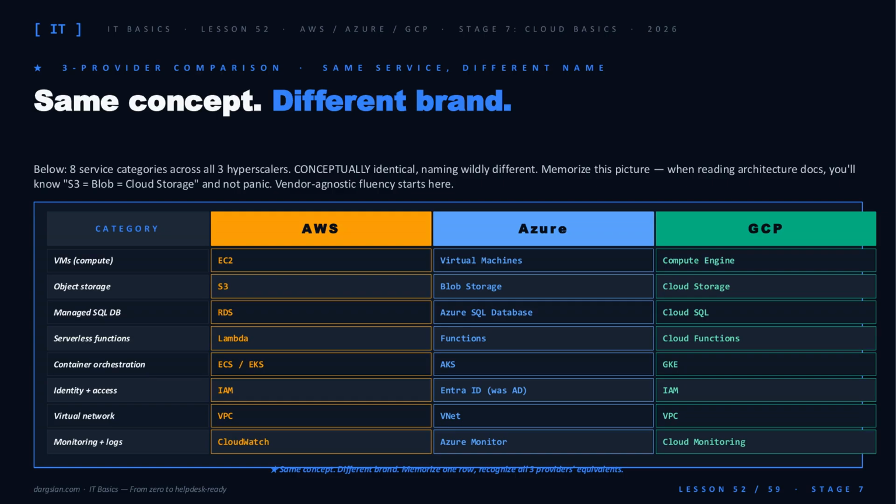Now here's the trick that unlocks all three providers at once. Every concept you just learned in AWS exists in Azure and GCP. They just slap different brand names on it. A virtual machine is EC2 in AWS, Virtual Machines in Azure, Compute Engine in GCP. Object storage: S3, Blob Storage, Cloud Storage. Same idea, three labels. Memorize one row of this table and you'll recognize the equivalents instantly when a ticket or architecture doc mentions the other two. That's vendor-agnostic fluency in a single picture.